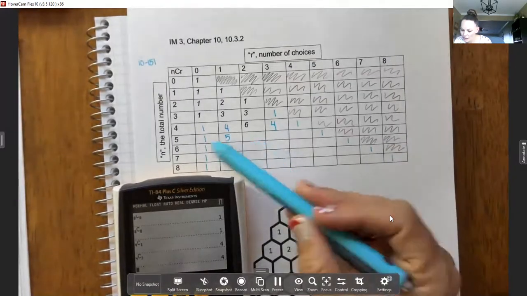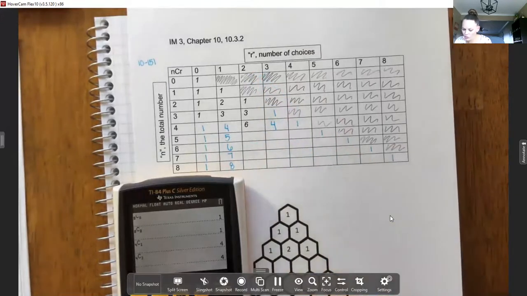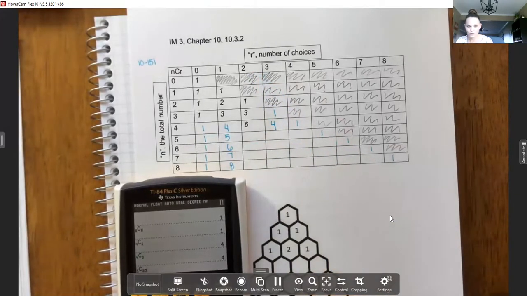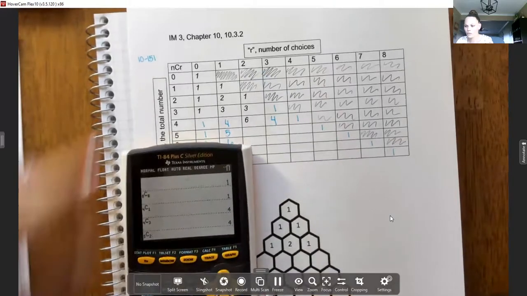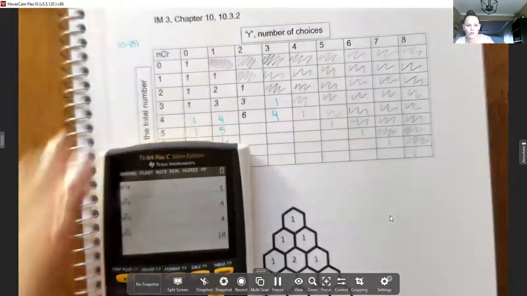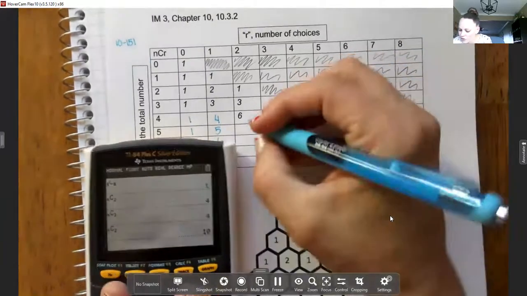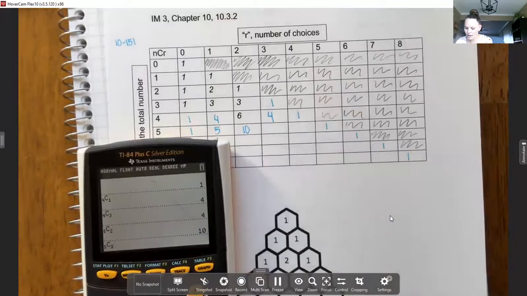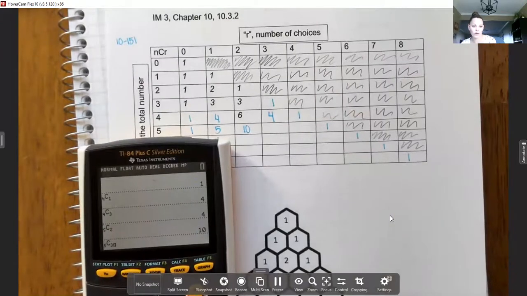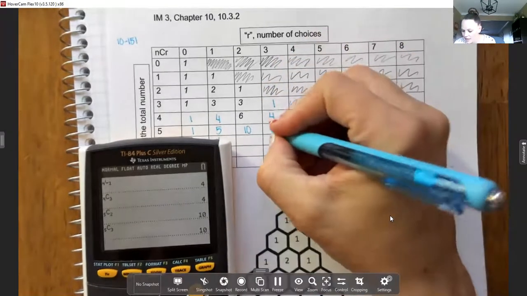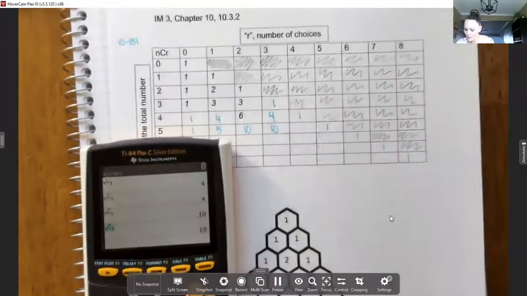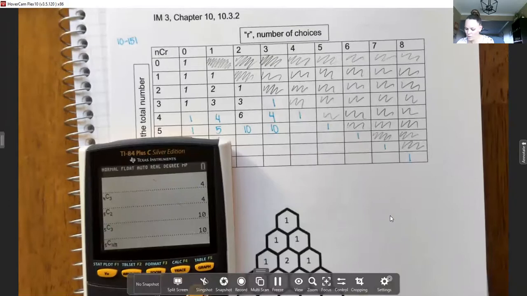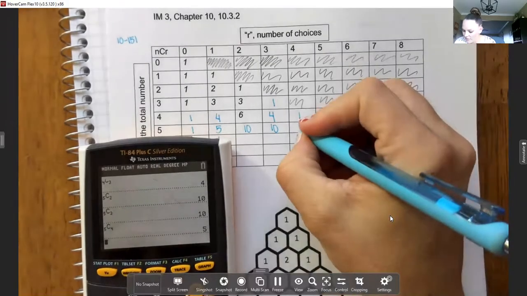This box right here is 5, choose 2. So 5 choose 2 is 10. Then I want to do 5 choose 3. So remember that has 5 objects and I'm picking 3 of them. Order doesn't matter and I can't repeat. I also get 10. Then I want 5 choose 4, which is 5.